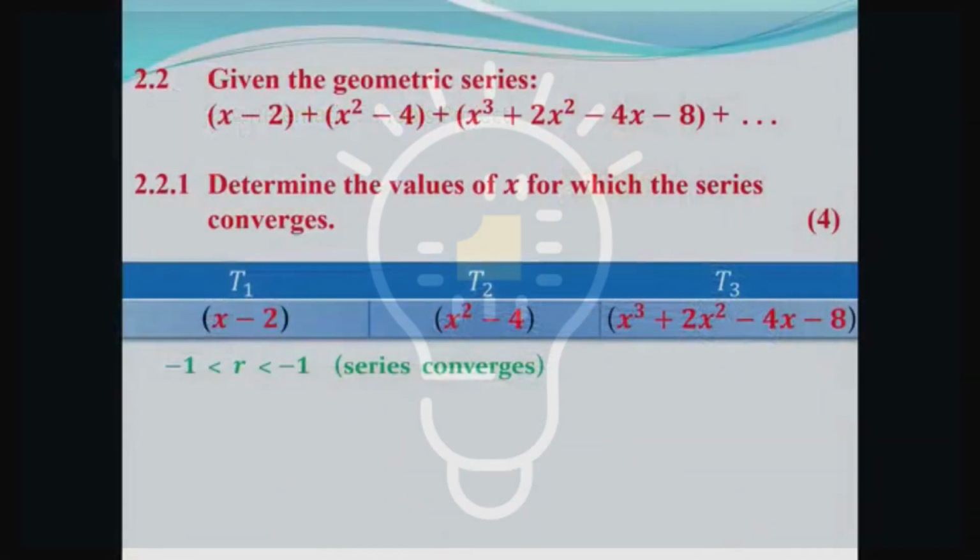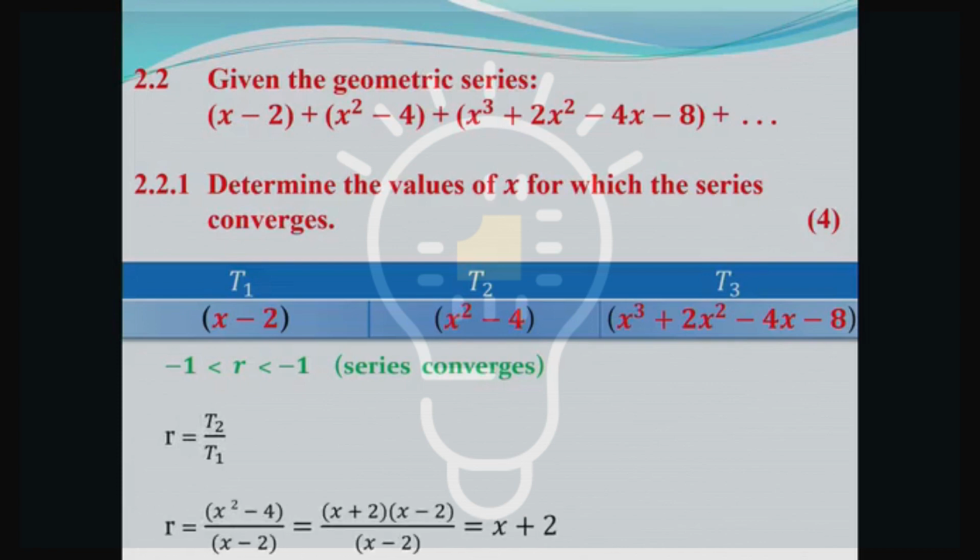So what does this mean in terms of our calculation now? Well, we use exactly that. And we recognize that that is how the series will converge if the ratio lies between -1 and +1 as well. So the ratio is found by taking term 2 divided by term 1. When we substitute those values in, notice we factorize here.